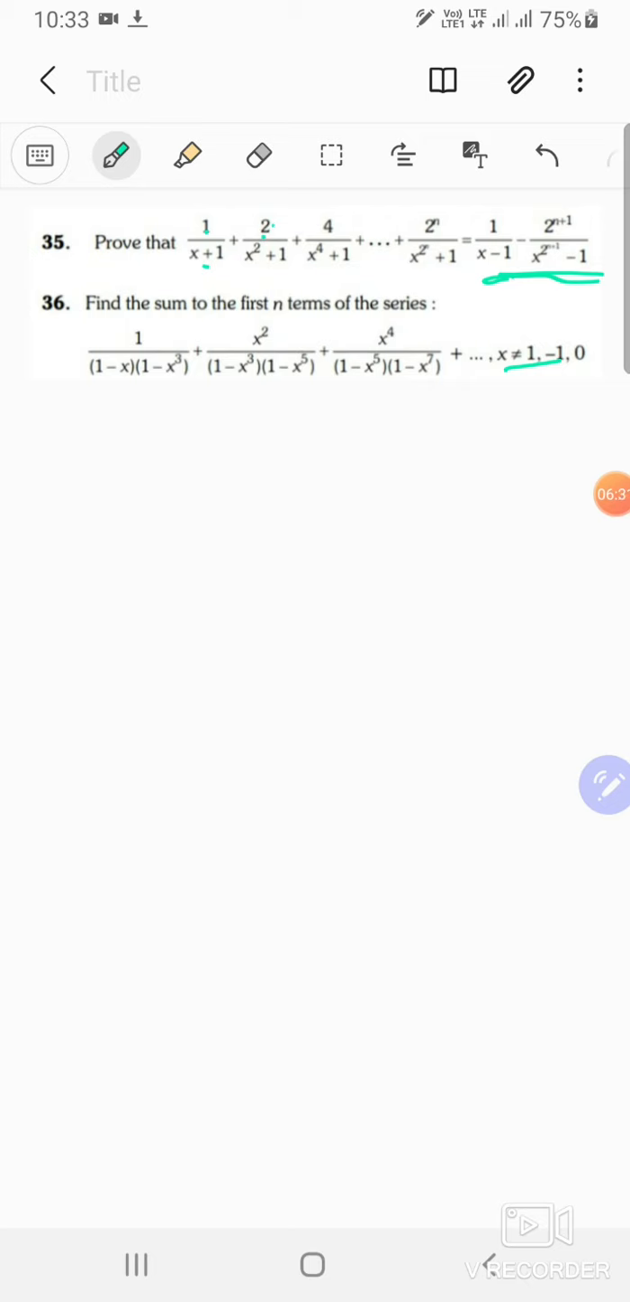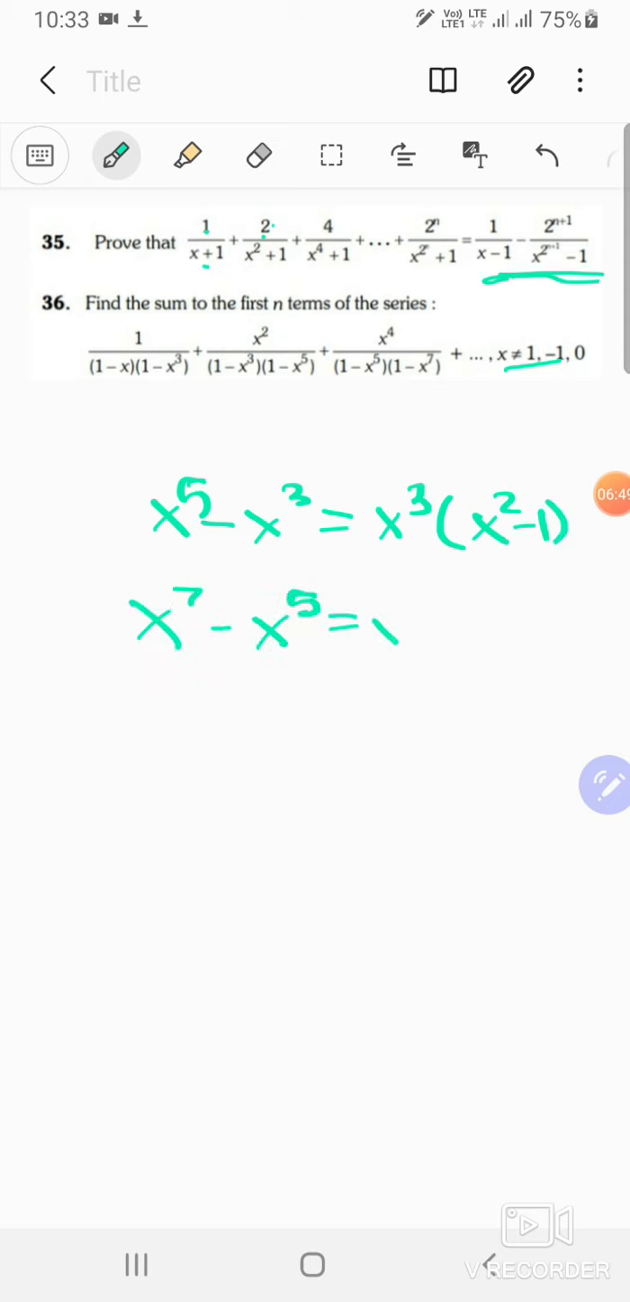So we need to come up with something completely new. What I initially thought, and I am still thinking about that, is that x to the fifth minus x cubed is nothing but x cubed times (x squared minus 1). Similarly, x to the seventh minus x to the fifth is x to the fifth times (x squared minus 1), and x to the ninth minus x to the seventh is x to the seventh times (x squared minus 1).